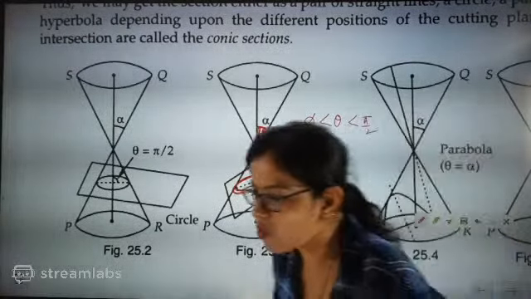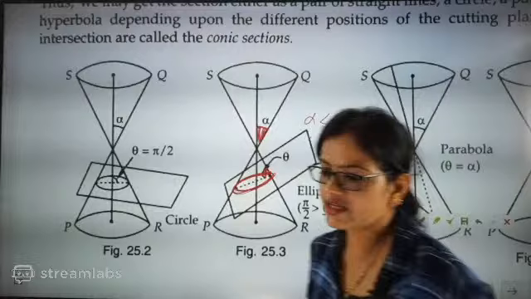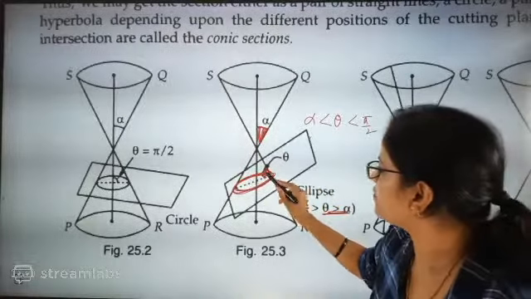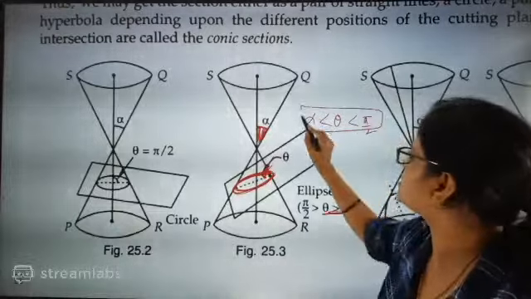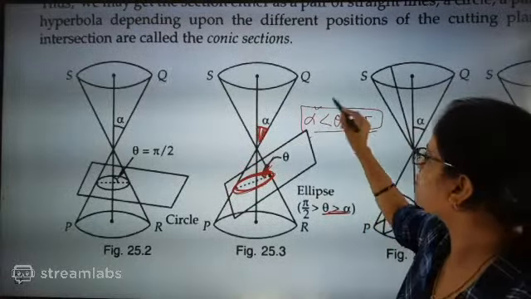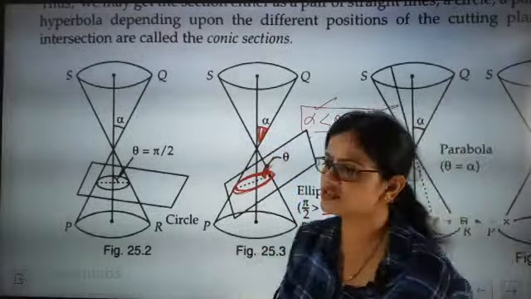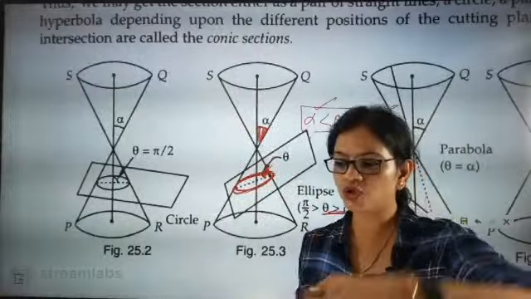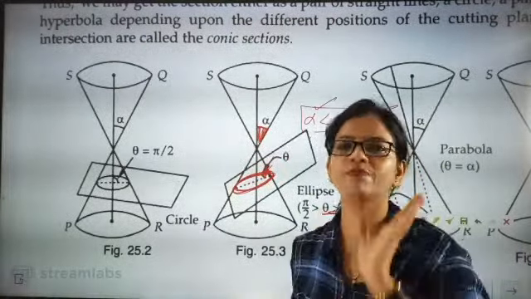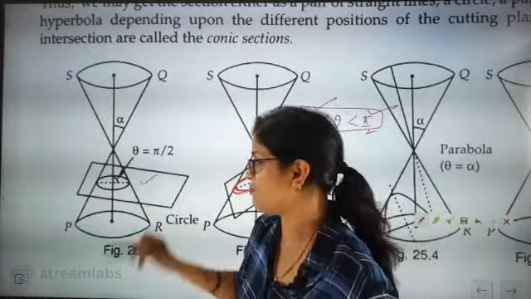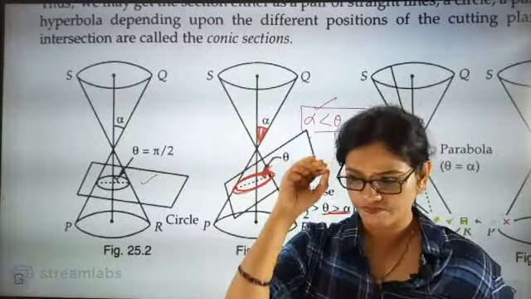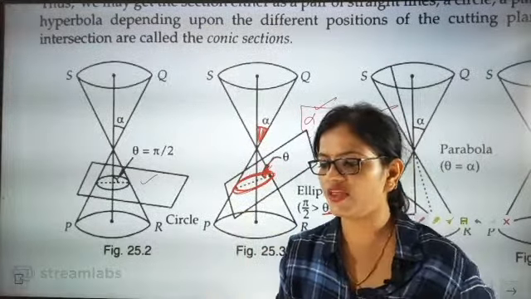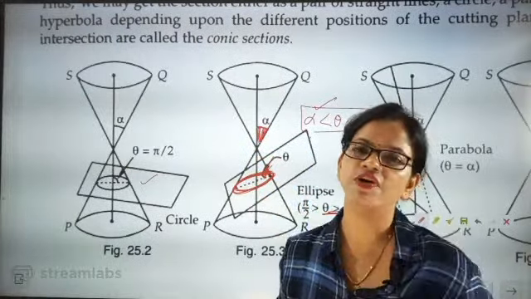Now what we are checking here is that theta will be coming here. Once theta lies between alpha and pi by 2, what is alpha? Alpha is the semi vertical angle, means it should be greater than alpha and less than pi by 2. Here it was exactly pi by 2, and since it was exactly pi by 2, we got a circle. For an ellipse, you have to remember one thing, that it has to be between alpha and pi by 2.